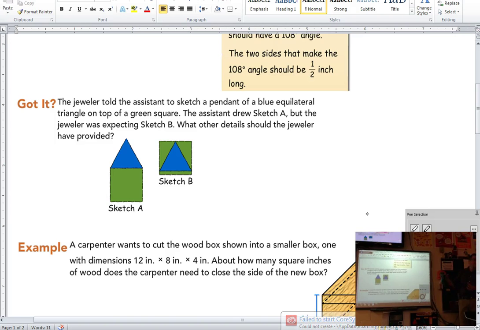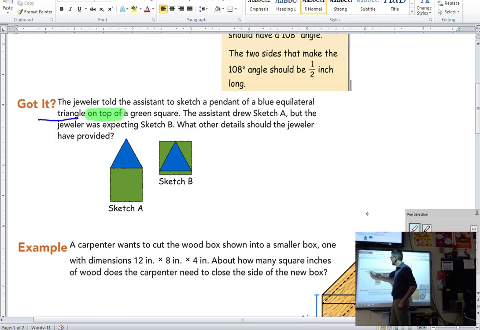So, check out this Got It. Let's imagine that you're now working in the jewelry store. Your boss leaves you the directions. Sketch a pendant of a blue equilateral triangle on top of a green square. This statement right here, highlight that or underline that. Notate that somehow.